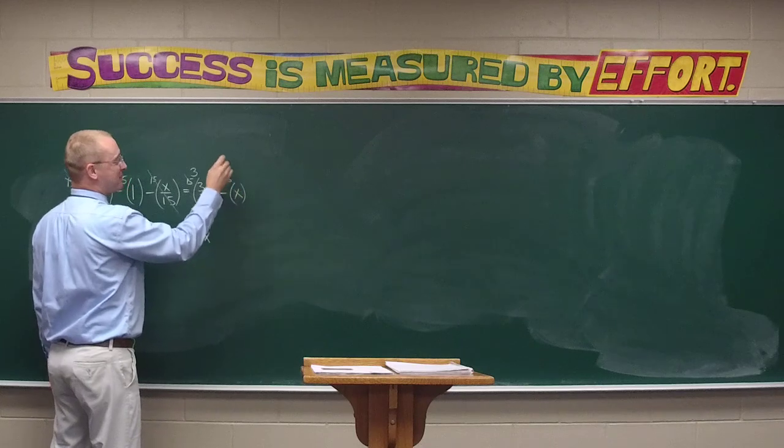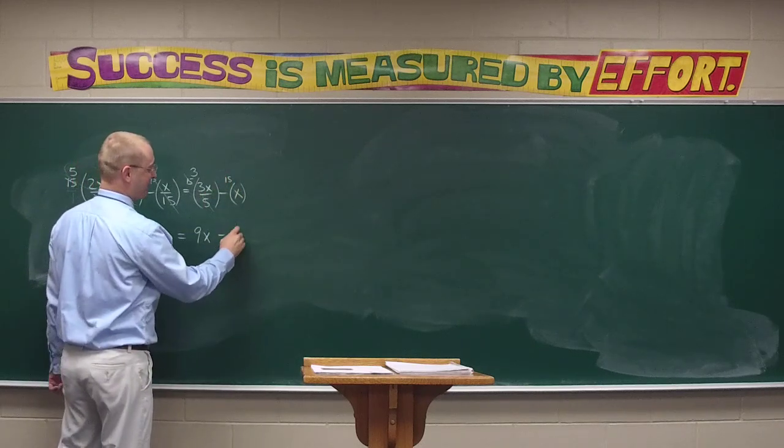All right, 3 times the 3x is 9x. And then 15 times the negative x is negative 15x.